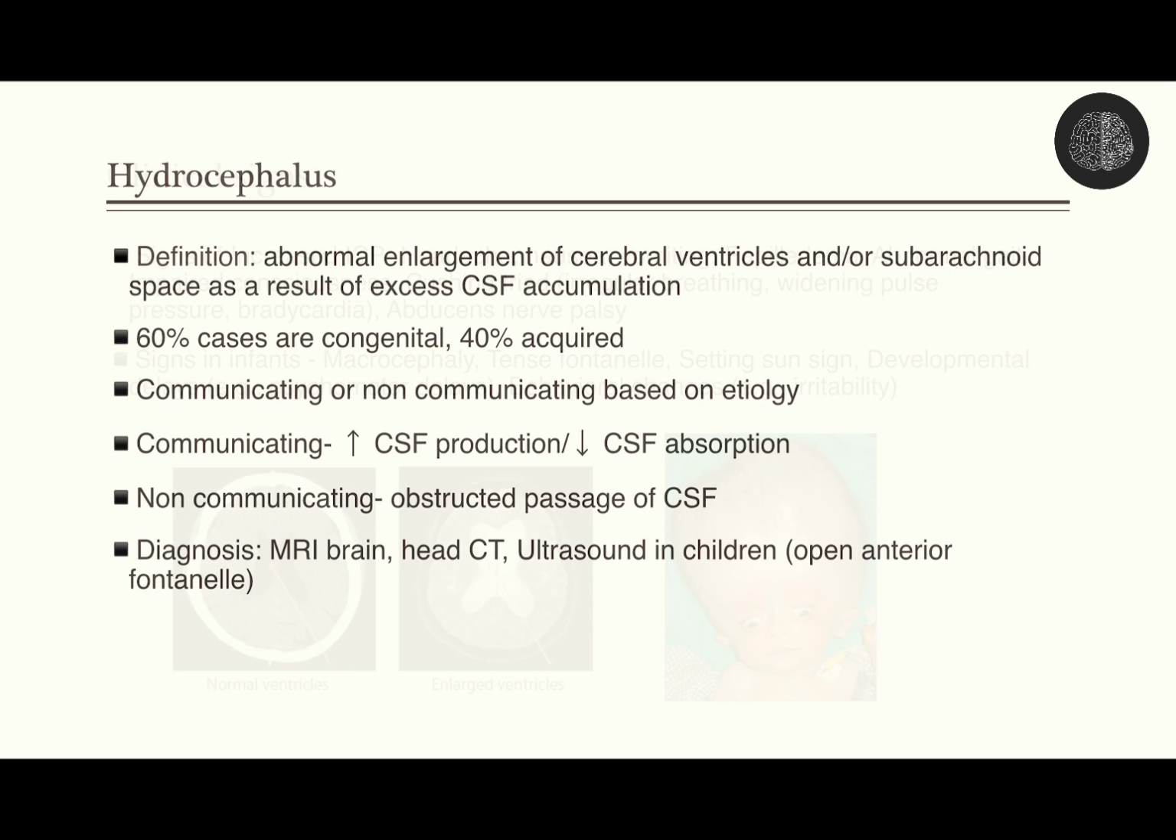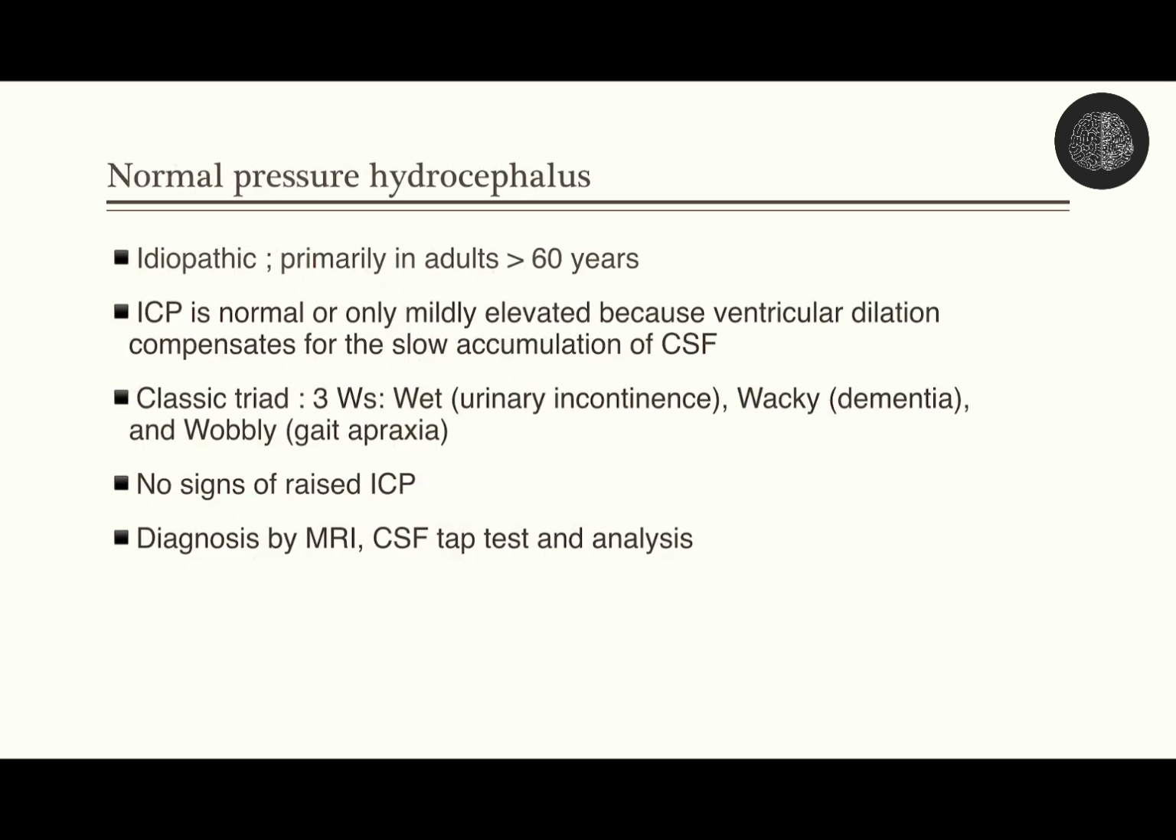There is a subvariant of hydrocephalus called normal pressure hydrocephalus, in which the intracranial pressure does not increase. This is idiopathic and usually seen in adults over 60 years of age. So as I said, the ICP is normal or only mildly elevated, and this is because the ventricular dilation compensates for the slow accumulation of CSF. Also, in old people, there is some atrophy of the brain, and therefore the ventricles are increasing, but the brain mass is decreasing. So the pressure still kind of remains compensated and normal.